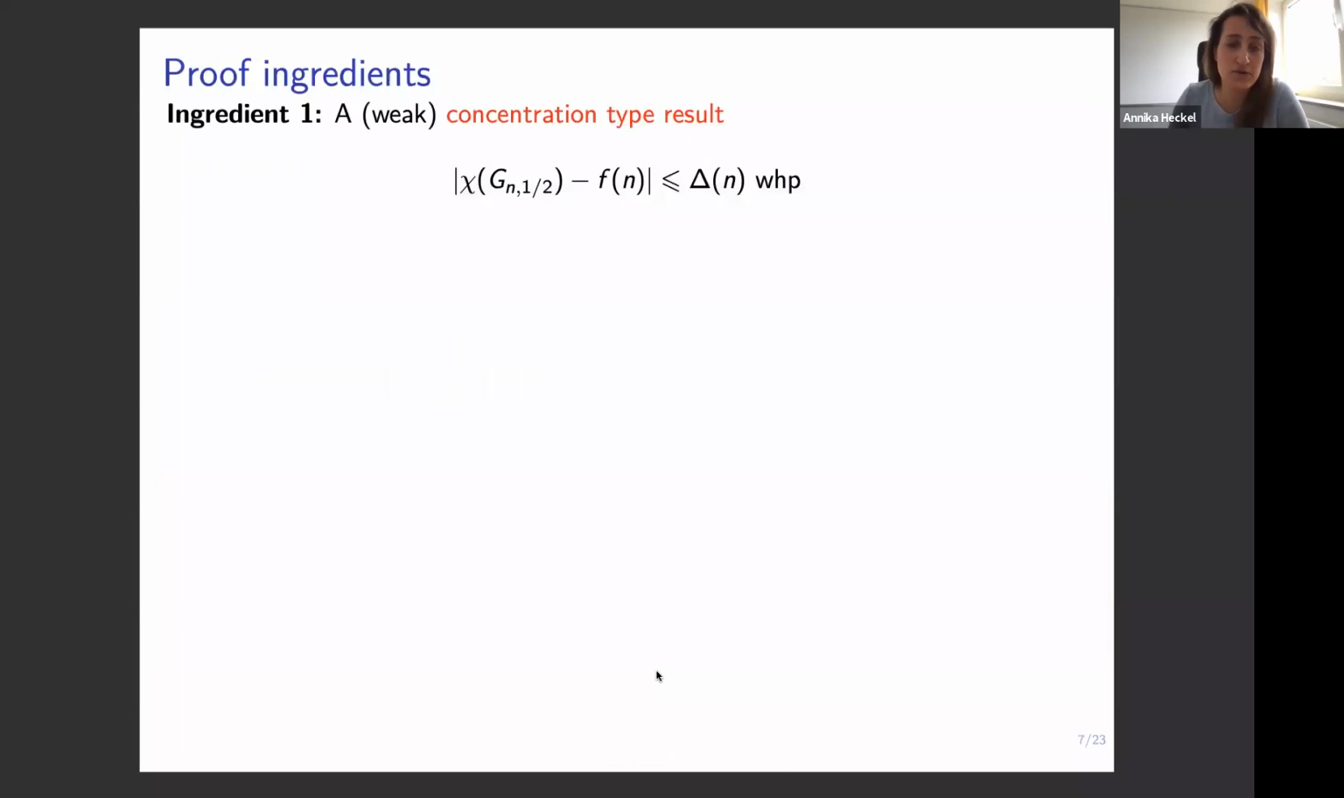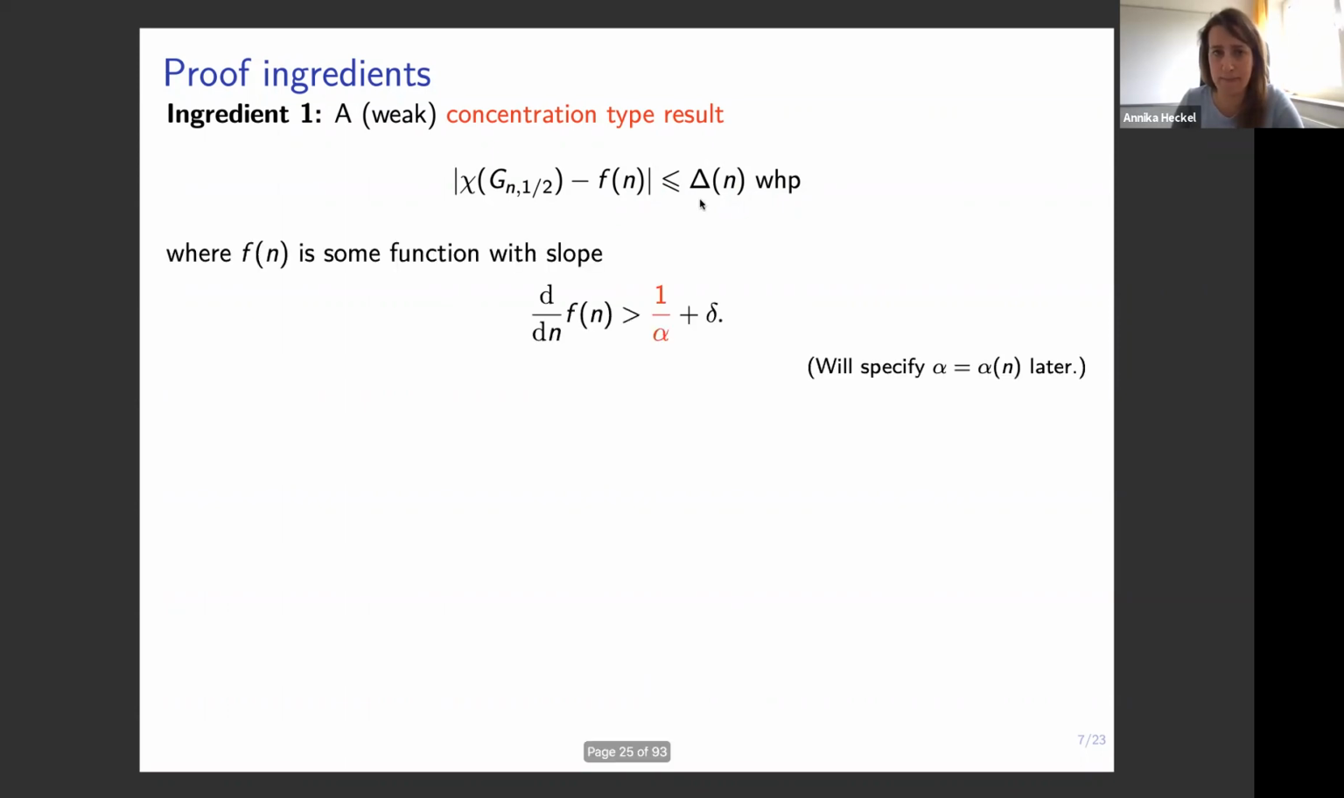So we need to prove non-concentration, and we need two ingredients. The first ingredient is a weak concentration type result. We need some well-behaved function f of n, and a result that says the chromatic number is close to this function, up to some error term, with high probability. And we need a lower bound for this function.